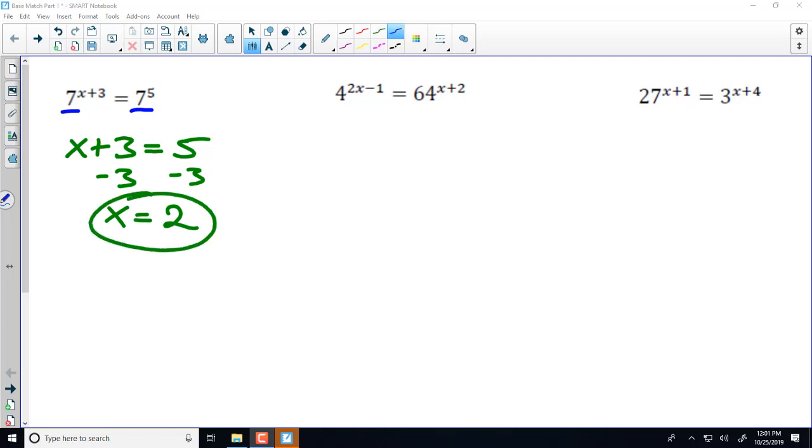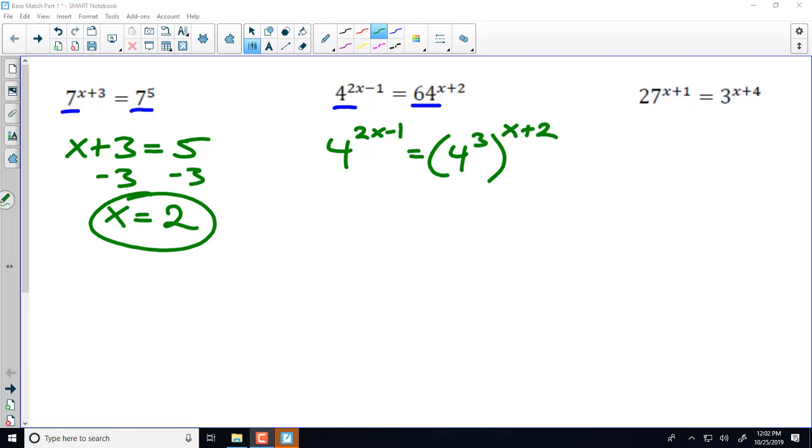The second one right here, the 4 and the 64 do not match. But we ask ourselves, can we rewrite the larger base as a smaller base to a power? So we're going to actually leave the 4 alone. It's going to stay as 4 to the 2x minus 1. But 64 can be rewritten as 4 to the third power, 4 cubed, because 4 times 4 times 4 is 64.